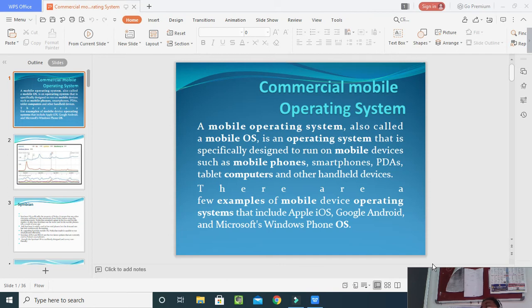If I talk about the early 2000s, Windows used to be there, like Windows XP, Windows 7, Microsoft Windows, which will run the software. But as the days went by, as technology increased and demand for use was high, the operating system changed. A few examples of mobile device operating systems include Apple iOS, that means Apple's operating system, Google Android, and Microsoft Windows Phone OS. All these are examples of mobile operating systems.